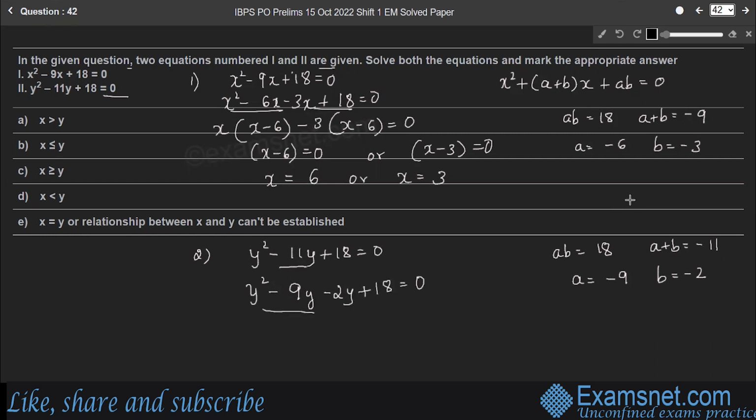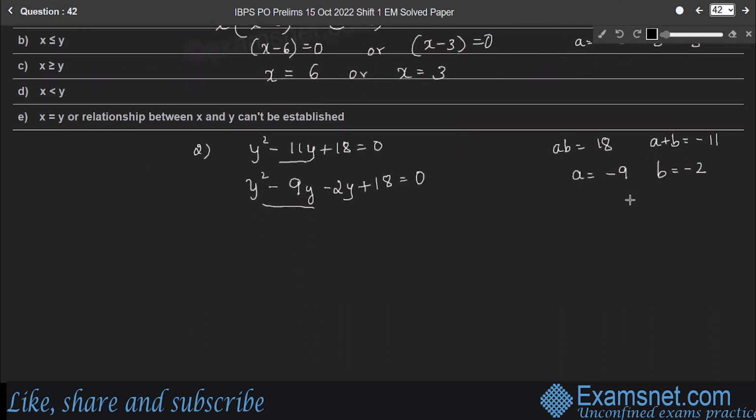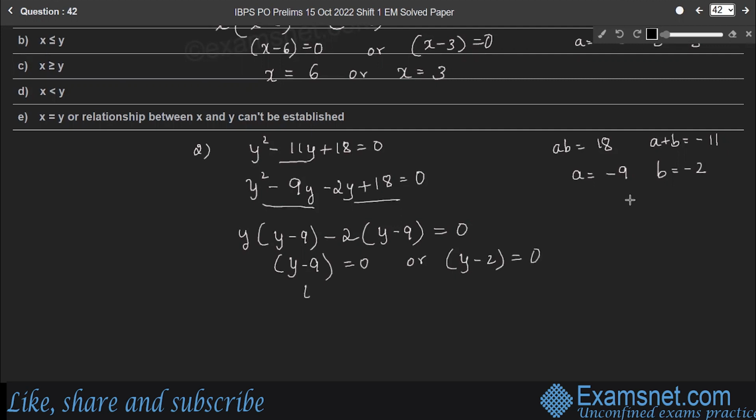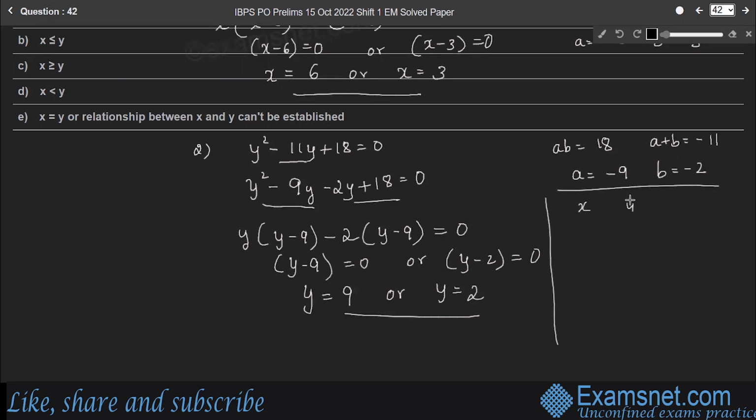Take first two terms where y is common. Right? y into y minus 9, minus 2 is common in the last two terms, into y minus 9 is equal to 0. Now, y minus 9 is equal to 0 or y minus 2 is equal to 0. Therefore, we have two values for y. y is 9 or y is equal to 2. Now, compare the values of x and y. So, let us compare the values x, y and their relation.